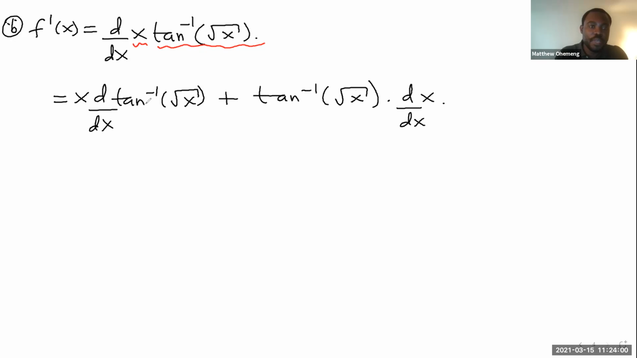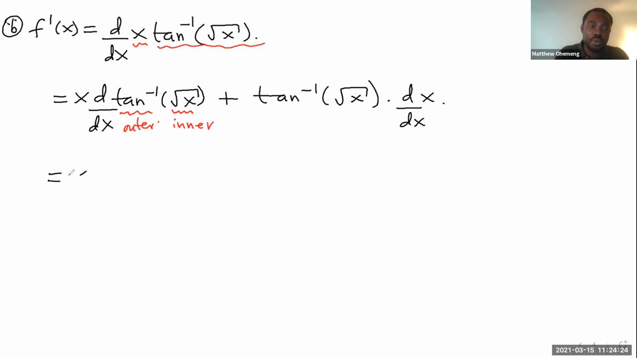So for the first piece, let's look at where this derivative is. And the question is, do you have a direct derivative for this? No, we don't have a direct derivative for tan inverse of square root of x, but I can see this to be like a square root of x as an inner function. And then the tan inverse is my outer function. Do you see? So if that is the case, then I can employ the chain rule.